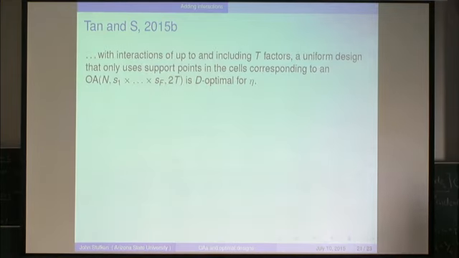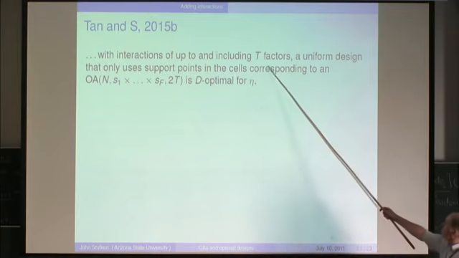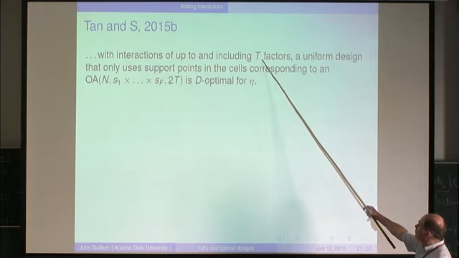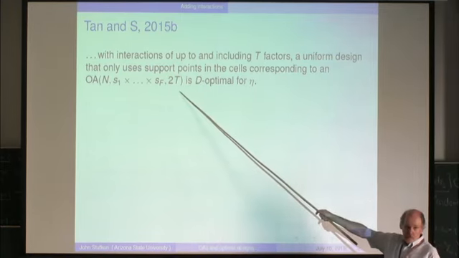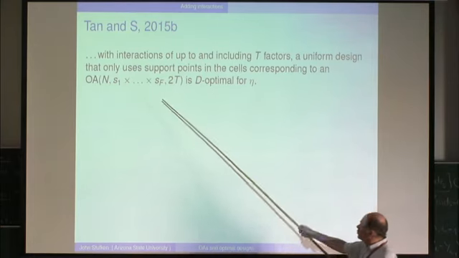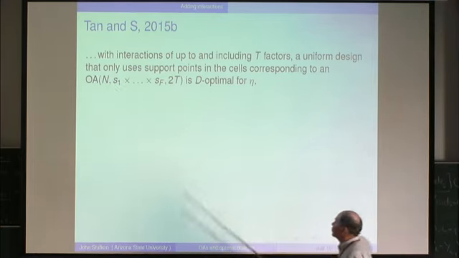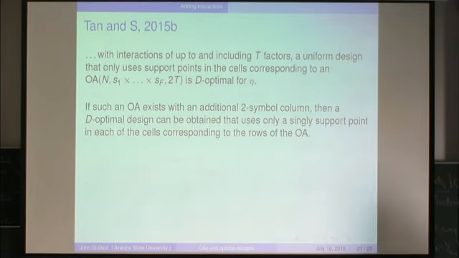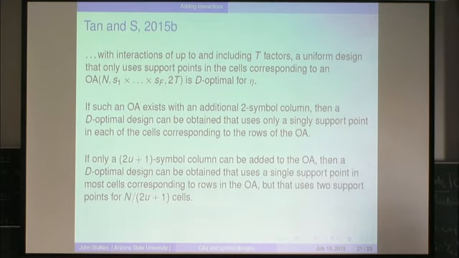And so if you have interactions that go up to t-factor interactions, then you need to use an orthogonal array of strength 2t in order to come up with optimal designs. And so then you can just use 2 points in the cells specified by this orthogonal array to come up with the optimal design. And you can also do the same thing that I showed you for the main effects model, come up with conditions under which you can restrict yourself to using only 1 observation per cell in the cells specified by the orthogonal array. And that's what these lines state here.